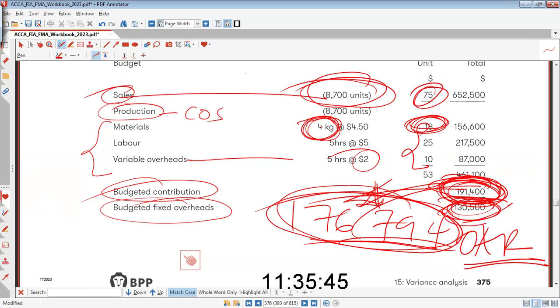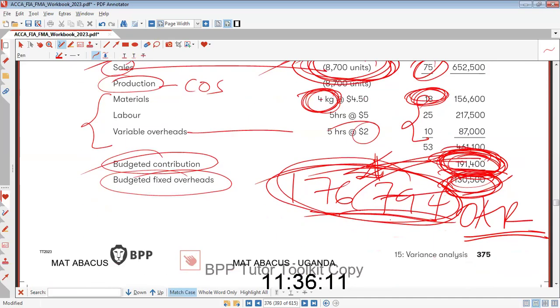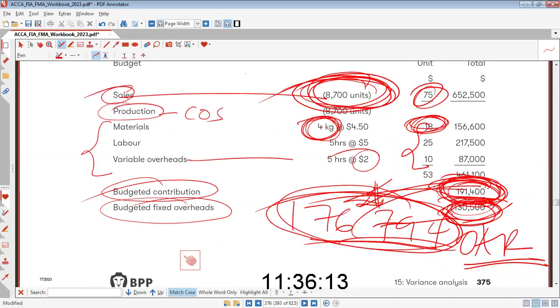You divide these budgeted overheads by the activity. Then the answer you get is our budgeted profit per unit. Multiply it times the number of units to get the profit budgeted for, okay? It's not just subtracting this minus this. You have to recompute.